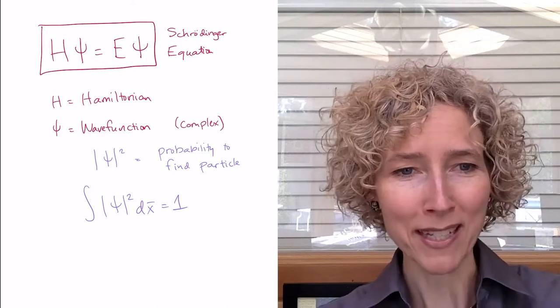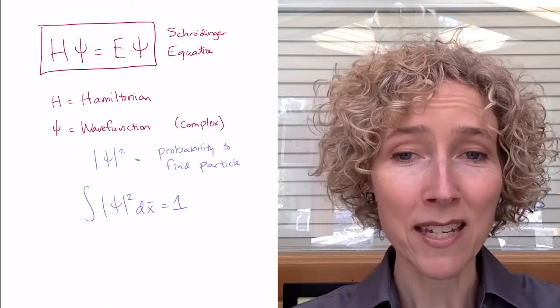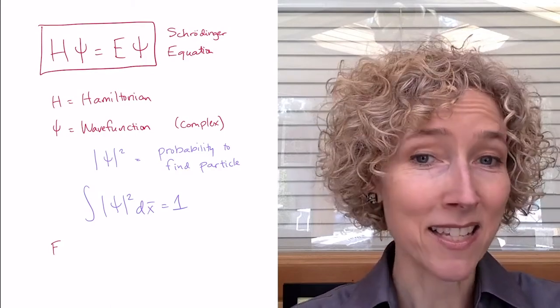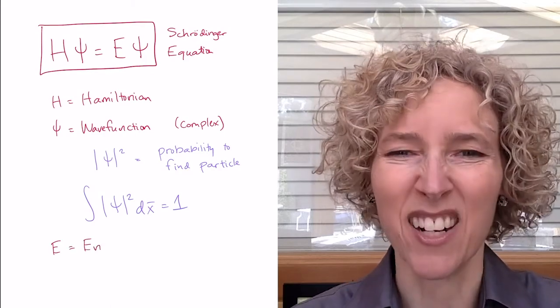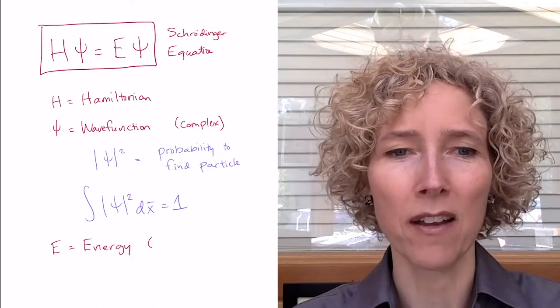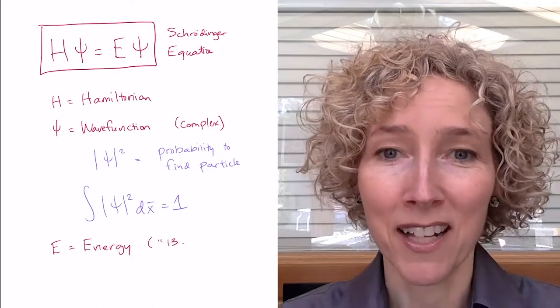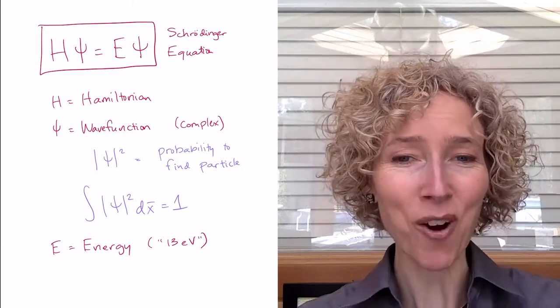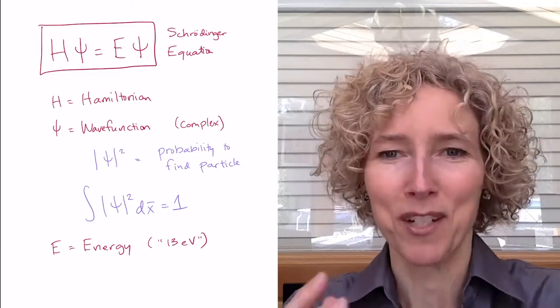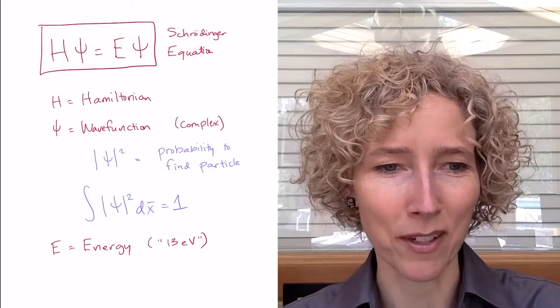Now on the right-hand side of this equation, we have E psi. E is a real number and it's the energy. So it's going to be something like 5 joules or 13 electron volts. Now, that's it. That's the Schrödinger equation, but let's unpack the pieces and see what they're all about.